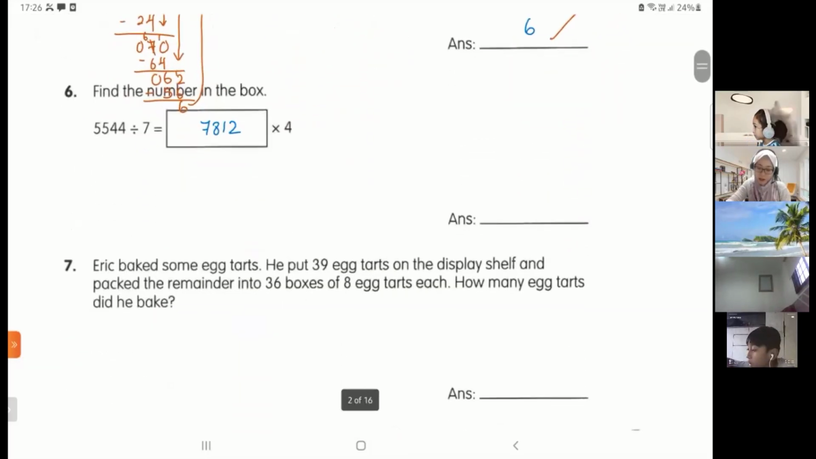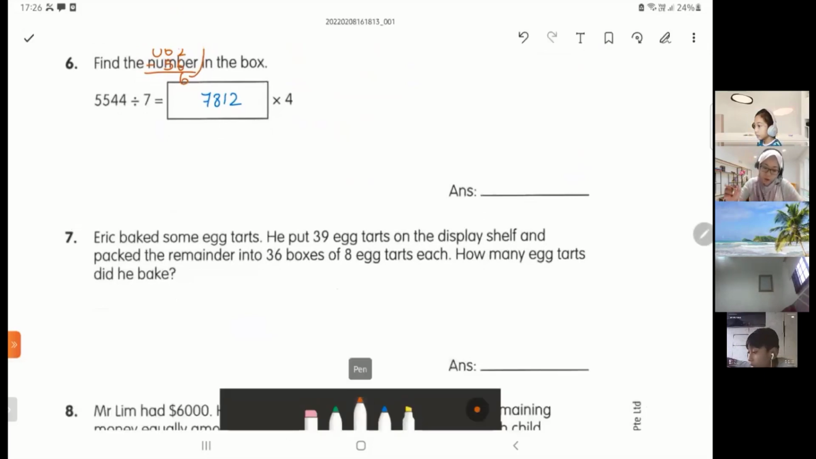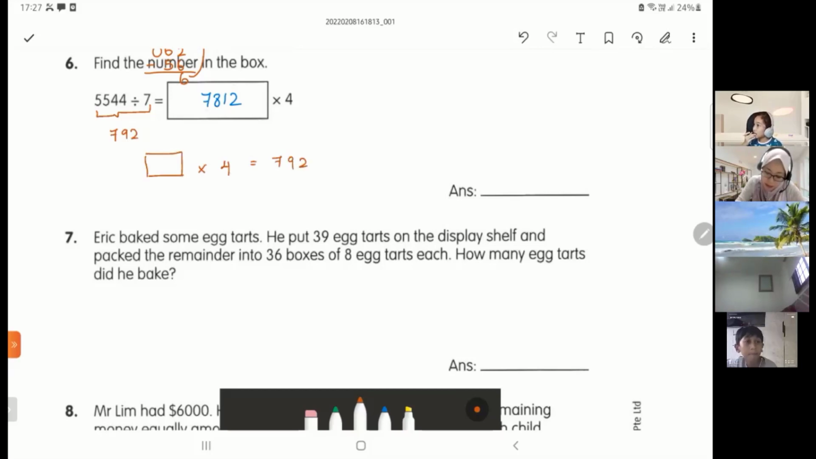Number 6. Find the number in the box. I have 5,544 divided by 7. So we do that one first, okay? When you divide by 7, the answer here is 792. So it is actually something times 4 is 792. This is what I want to find, which is this box. This box, same, okay? This is the same box.